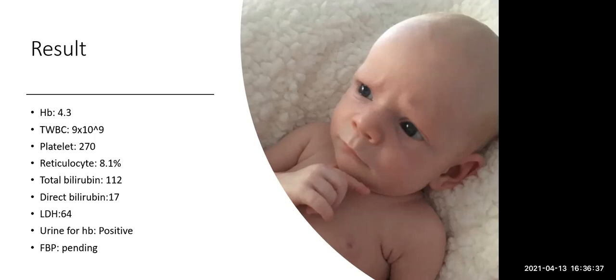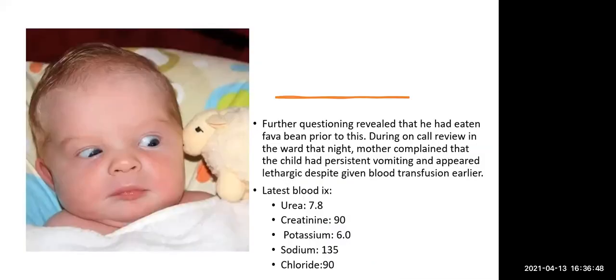Urine is positive for urobilinogen. Full blood picture is pending. Okay, next slide. So further questioning revealed that he had eaten fava bean prior to this. During on-call review in the ward that night, the mother complained that the child had persistent vomiting and appeared lethargic despite the blood transfusion earlier.